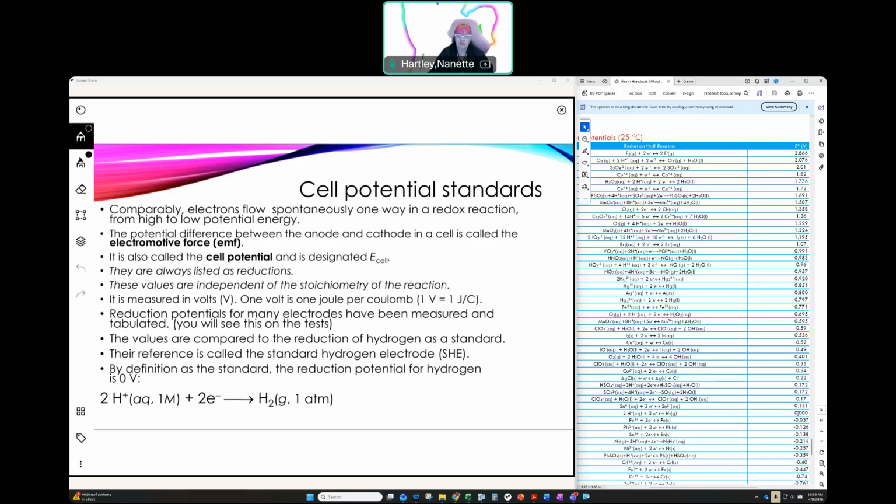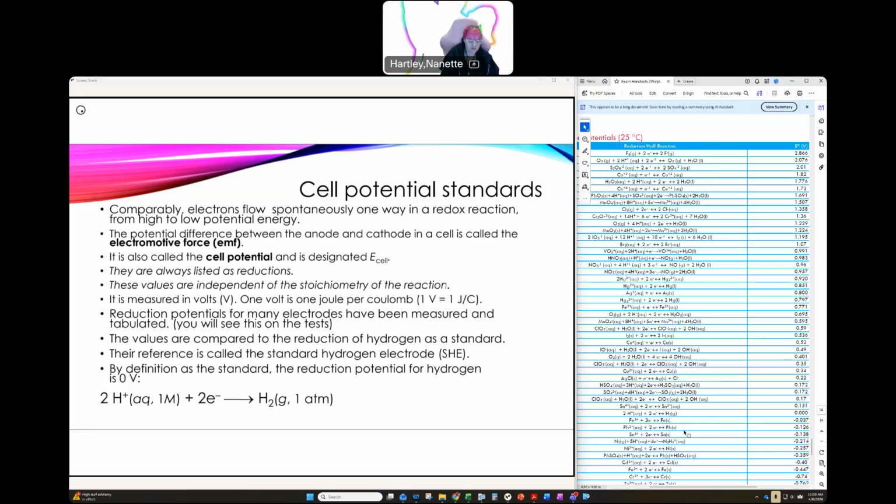Anything that's above this is a better reducing agent than hydrogen. Anything that's below it is not as good. So it's the same kind of thing that we saw with the activity series, but now we have values that go with that. So that in my head made things a lot better. I like numbers.